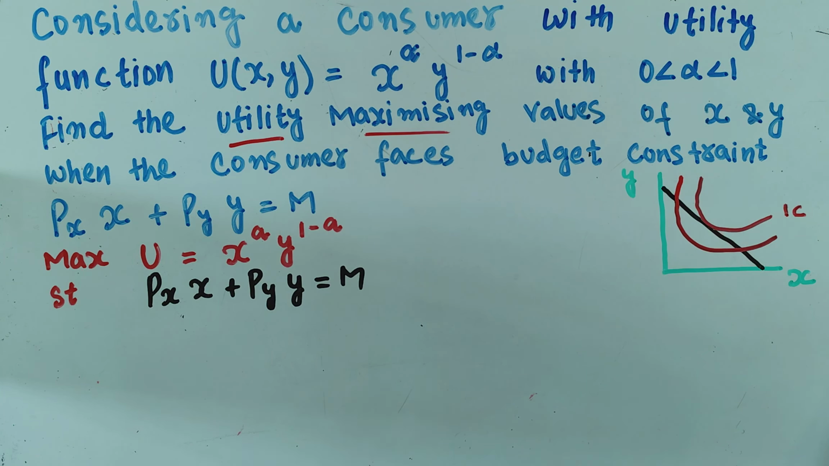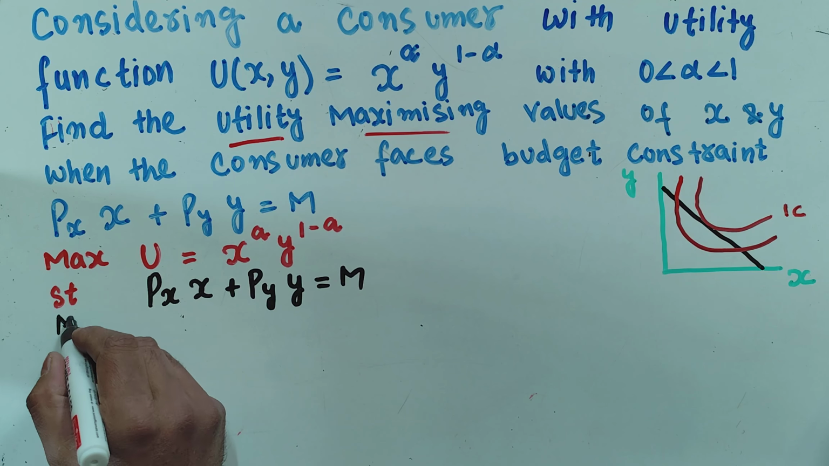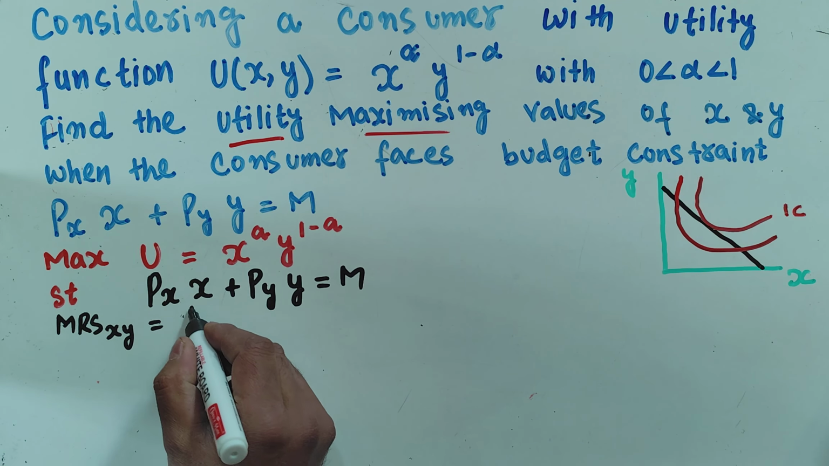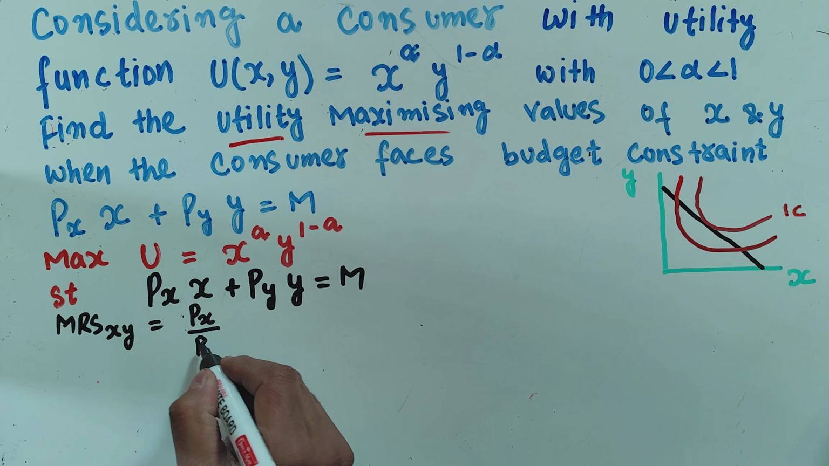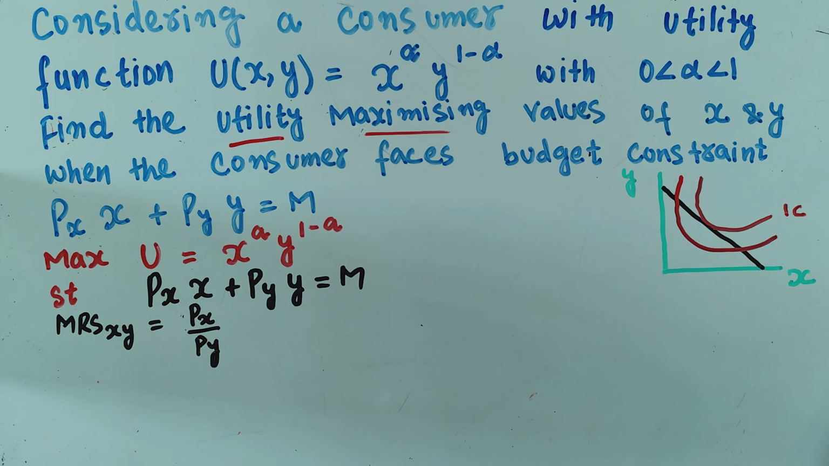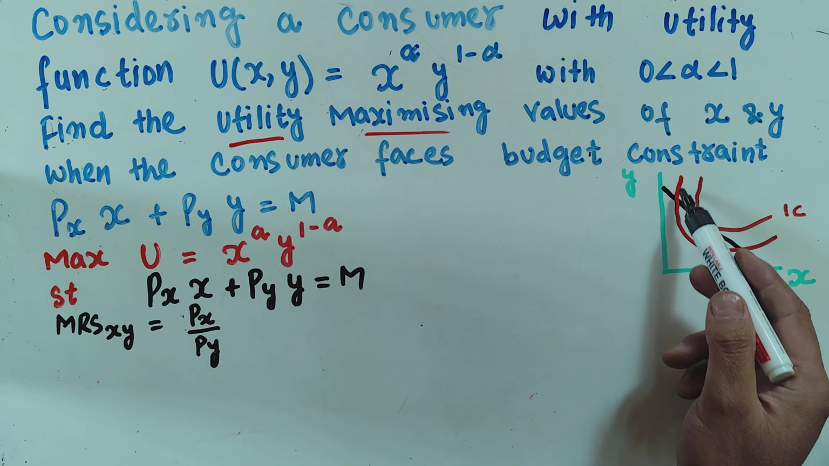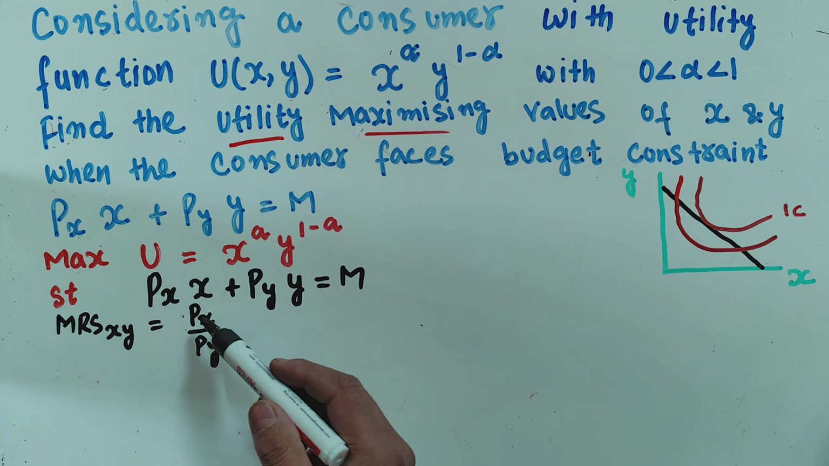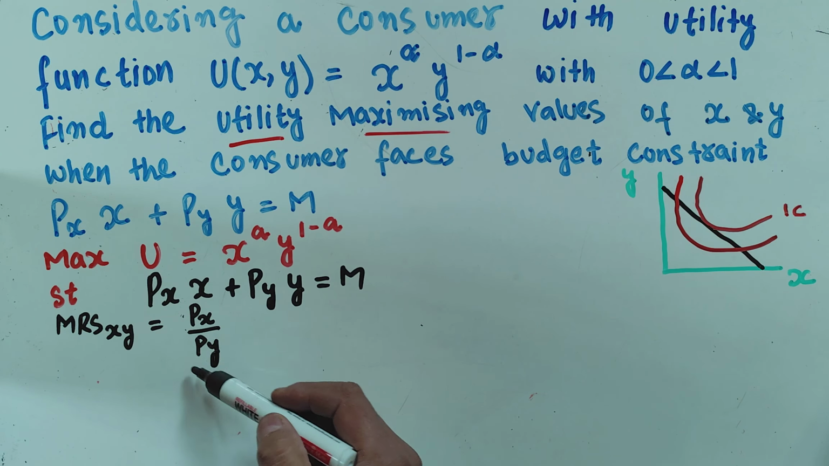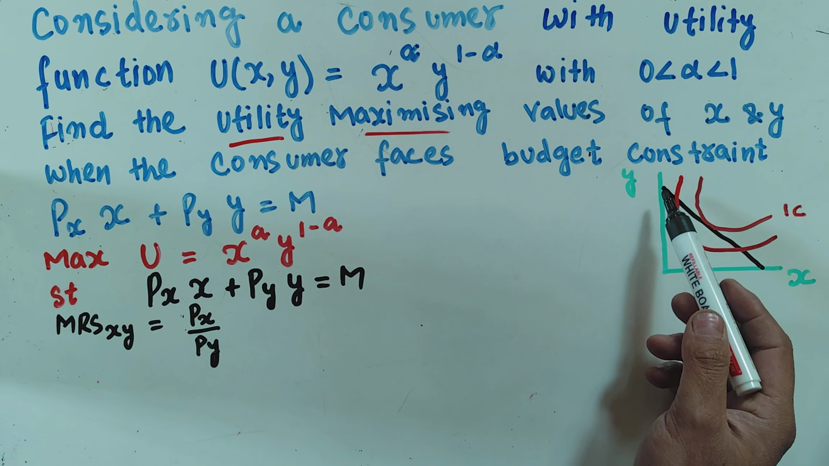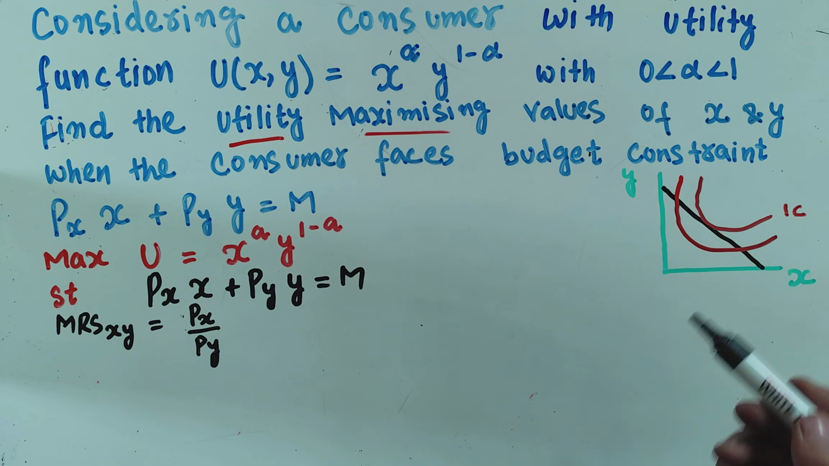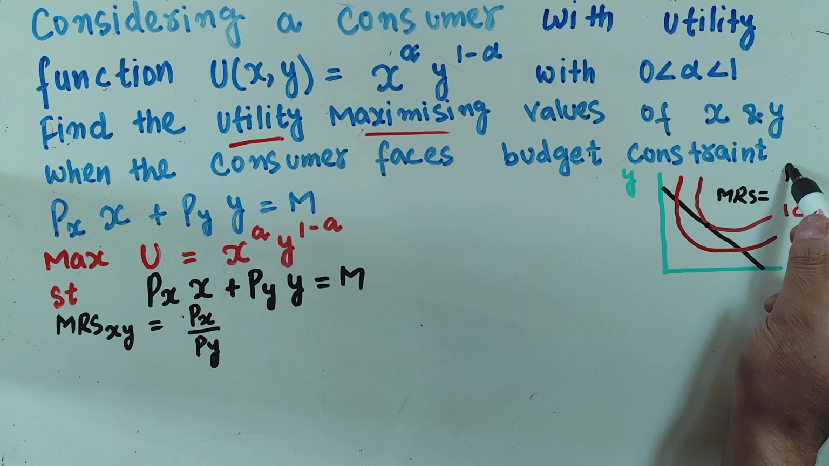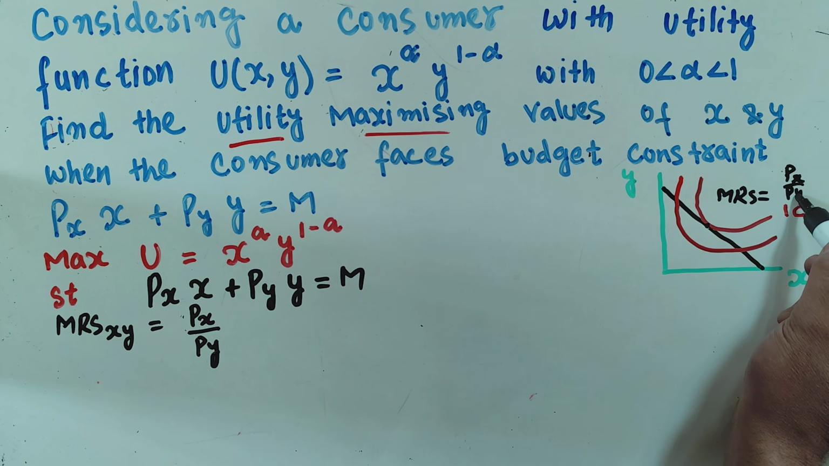Mathematically, it means it's a point where the marginal rate of substitution between good x and y should be equal to the ratio of the prices, that is, price of x upon price of y. Now MRS denotes the slope, and the price ratio px upon py shows the slope of the budget line. So at this point, our MRS is equal to the price ratio, price of x upon price of y.